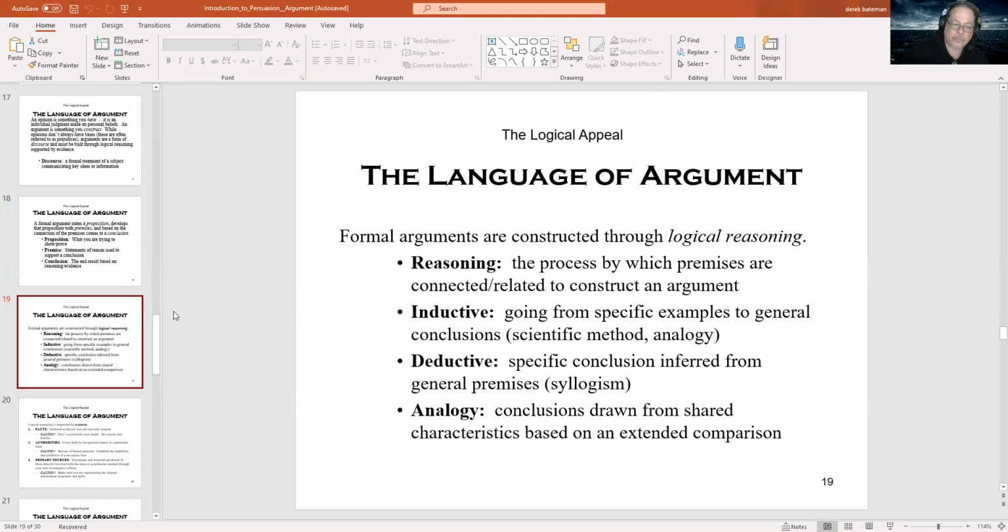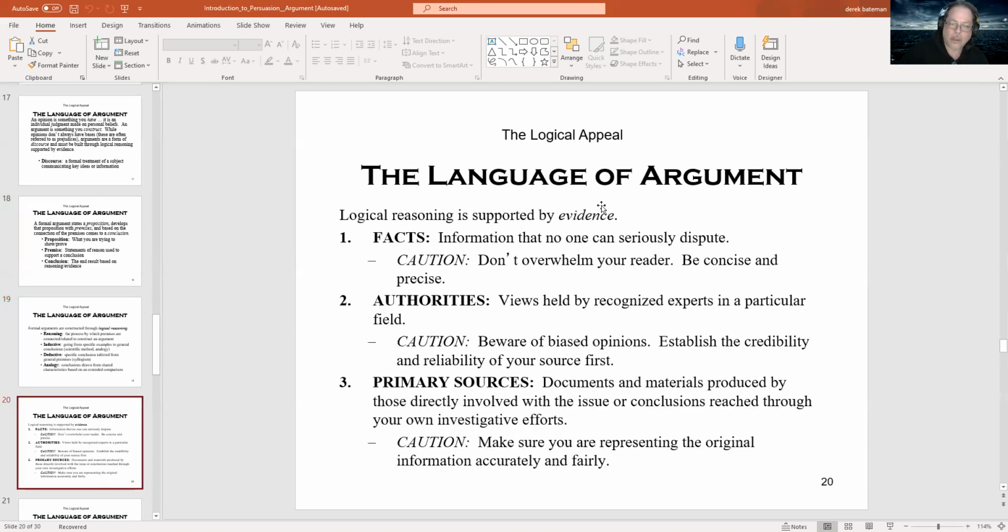Okay? Logical reasoning is supported by evidence, facts. Authorities, yes, if you're drawing on other sources, you would have to ensure that the authorities are proper. In your case, the primary source is where you're looking for your evidence. The primary source is the text that you are analyzing. Don't look elsewhere.